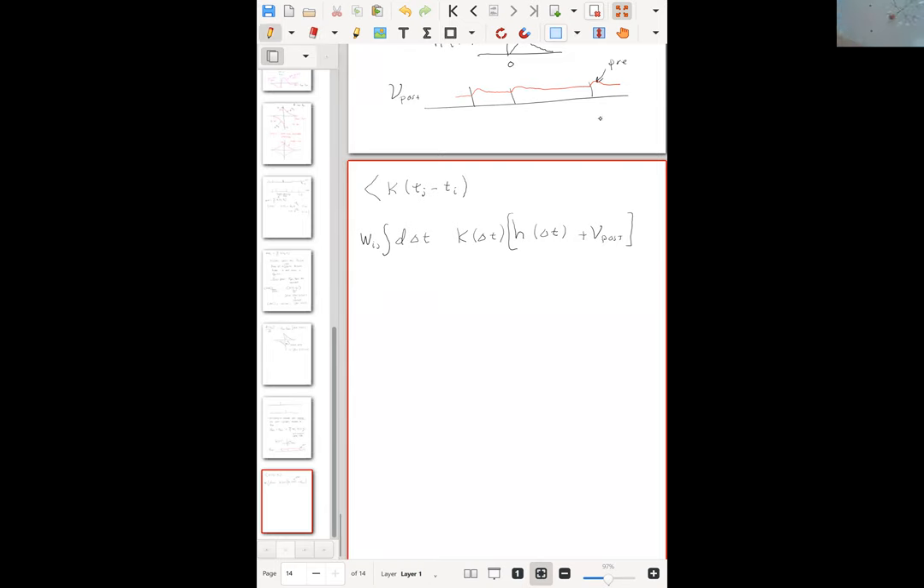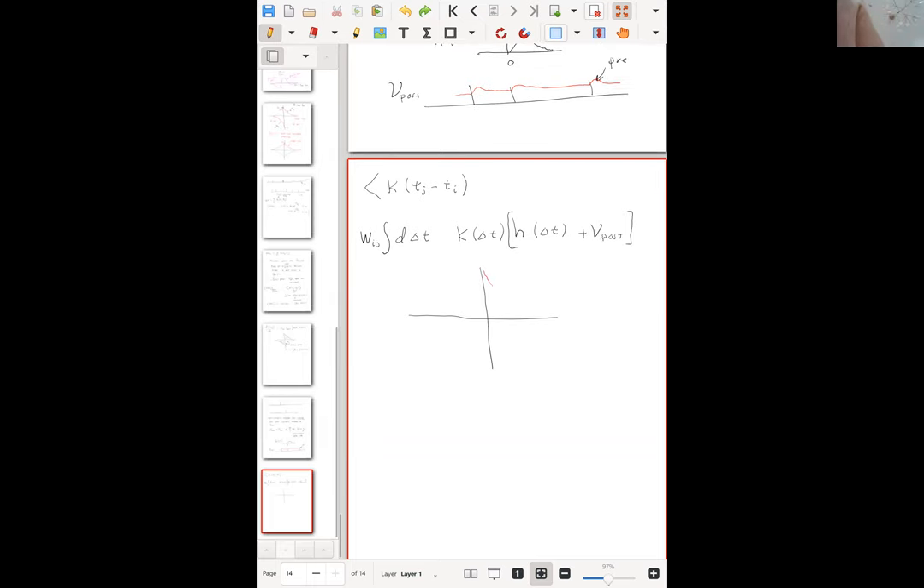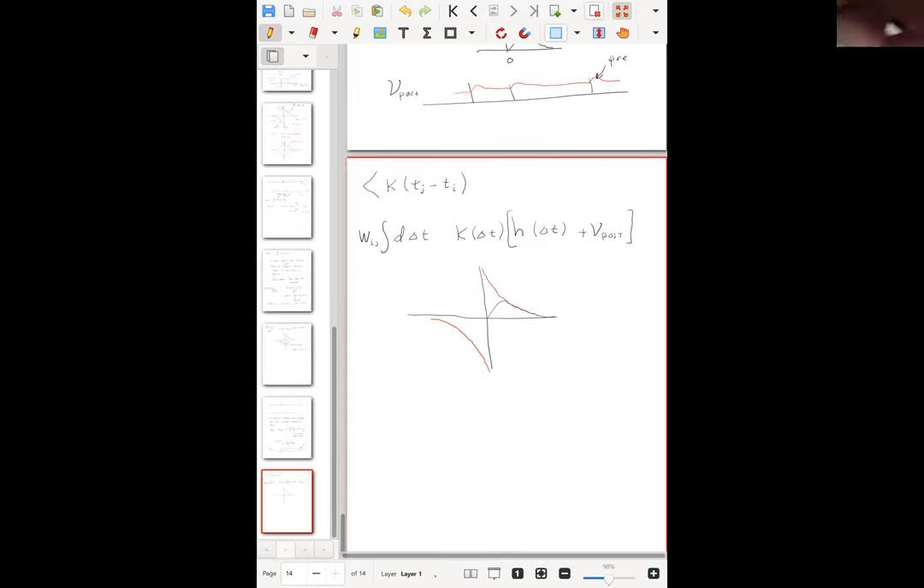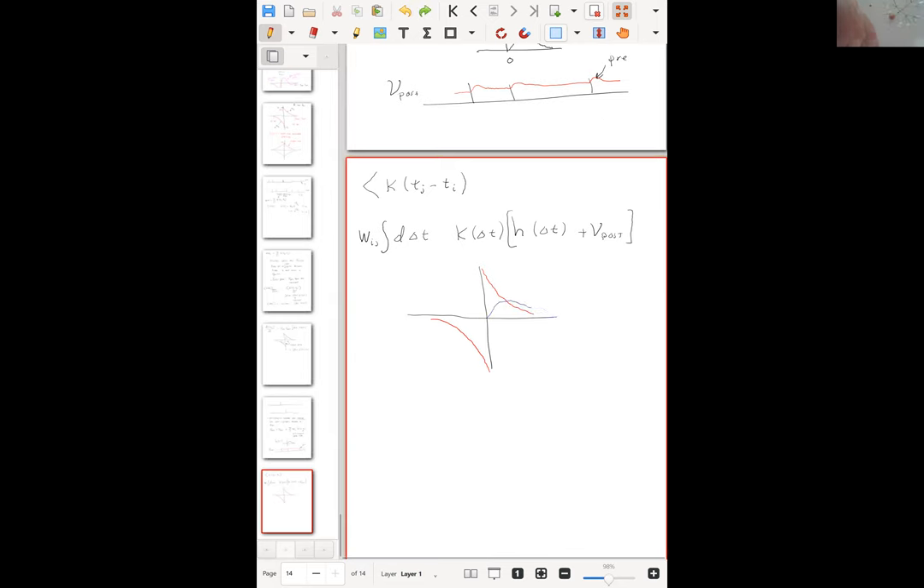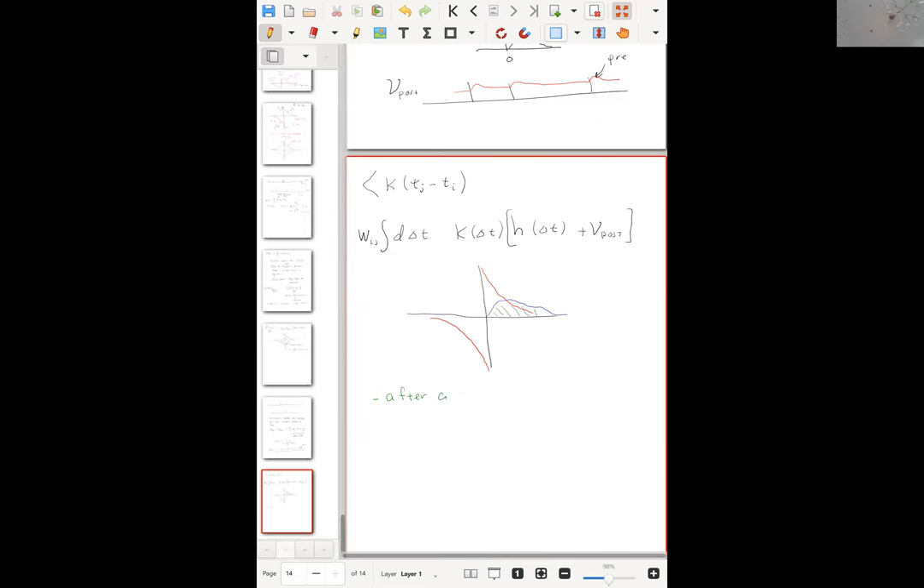So here's K, the STDP curve. Okay, it looks like this, goes down a bit like this. And H looks like this. It goes up, comes down, something like that. And so the area under the curve, in green, basically, what's going on is that it's more likely to have a spike. So really, this is saying something different. After a presynaptic spike, something sort of very intuitive.